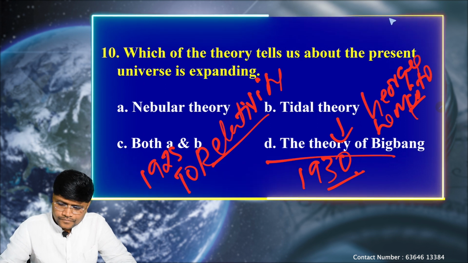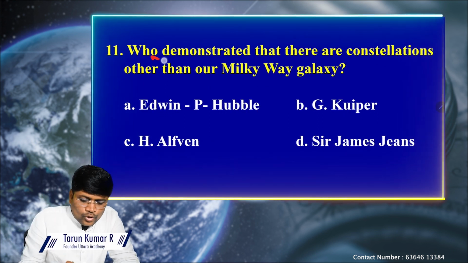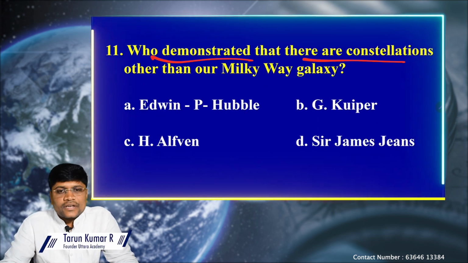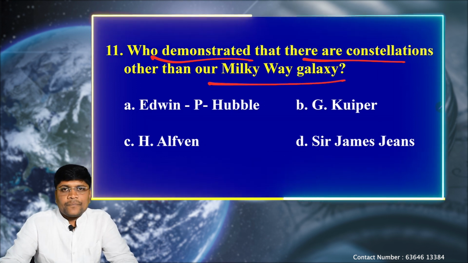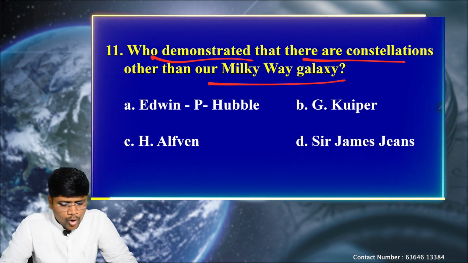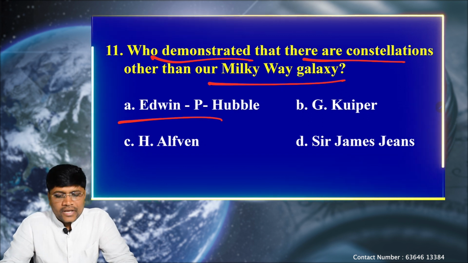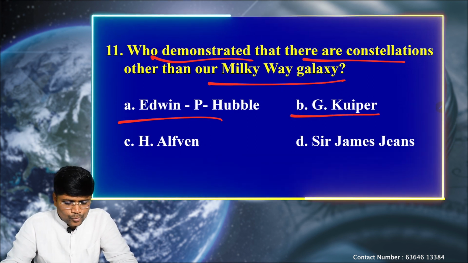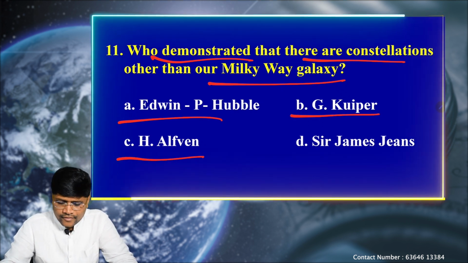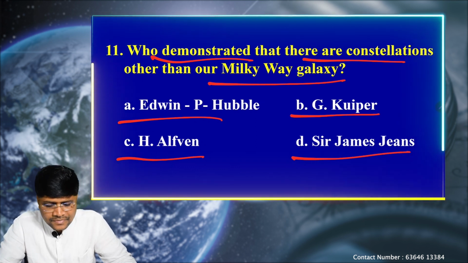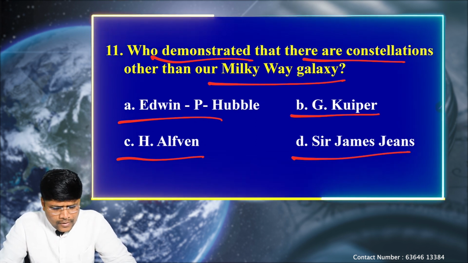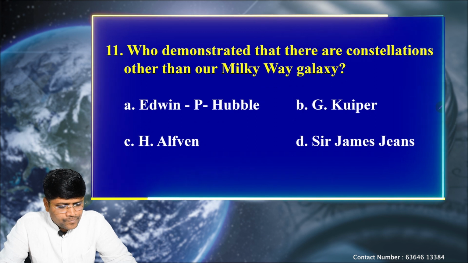Okay. Next question. Who demonstrated that there are constellations other than our Milky Way galaxy? Options are A, Edwin P. Hubble, B, G. Kuiper, C, H. Alfvén, and D, Sir James Jeans. Let's see the explanation.